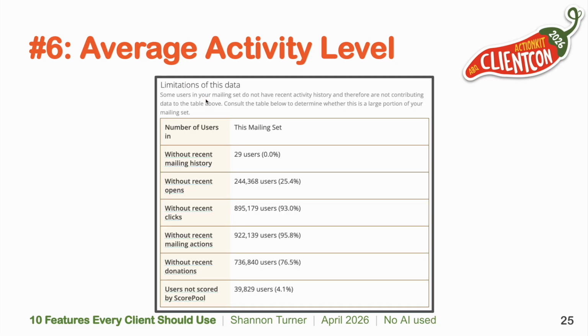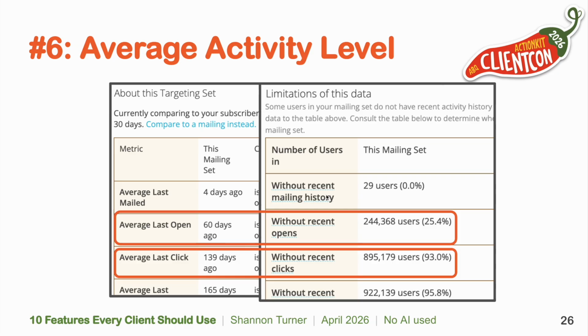That chart on the last slide is really interesting, really helpful, but there's even more context if we scroll down. In the section titled Limitations of this data, we can see some very important caveats that we have to apply to the previous table. So this is saying that 25% of the users in this mailing have never opened a mailing. This limitations table is so important. I want to put it side by side with the other chart so we can better understand it.